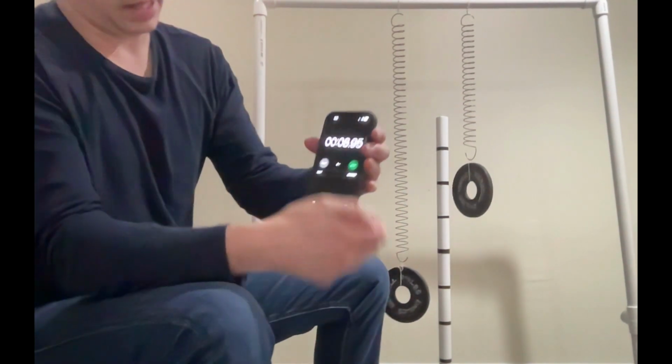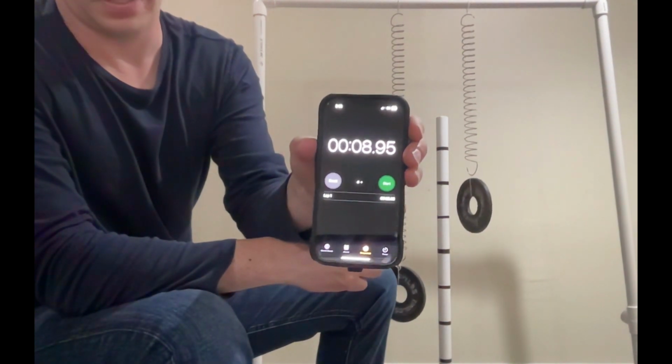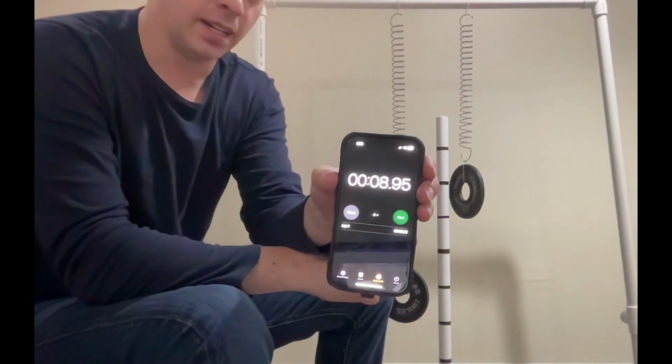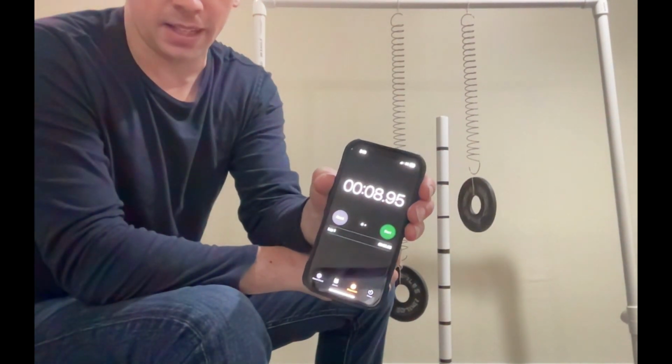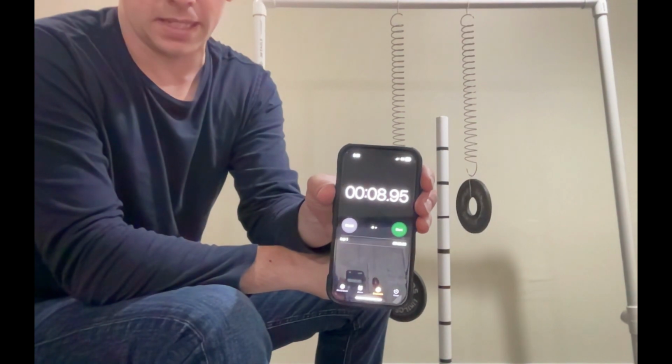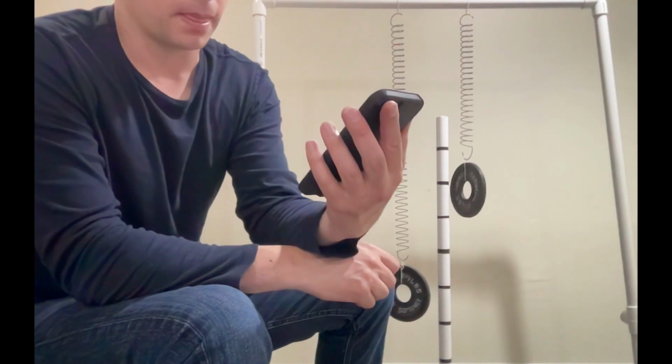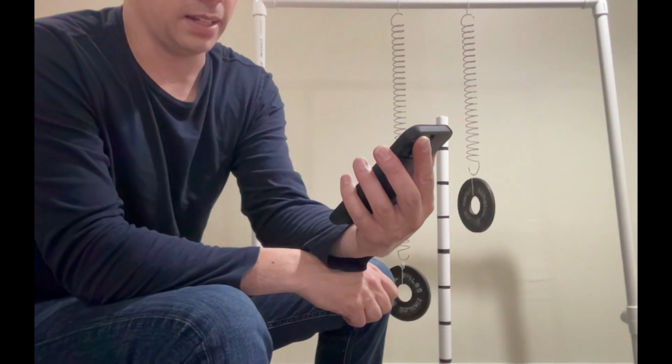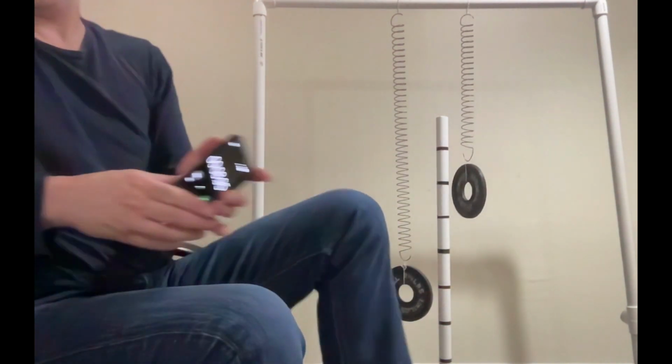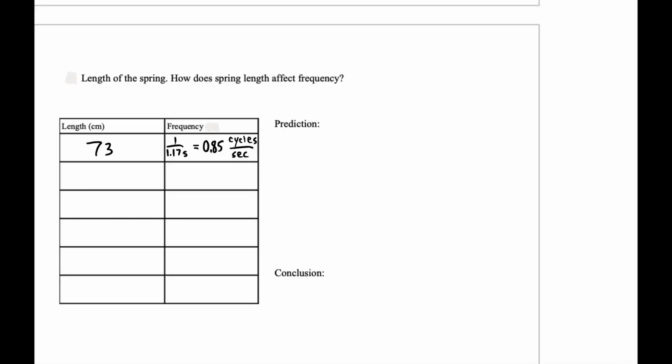All right, so I got 8.95 seconds for 10 oscillations. If we divide that by 10, that's going to be 0.895 seconds. So that's our estimate of the period. So I get 1.12 cycles per second.